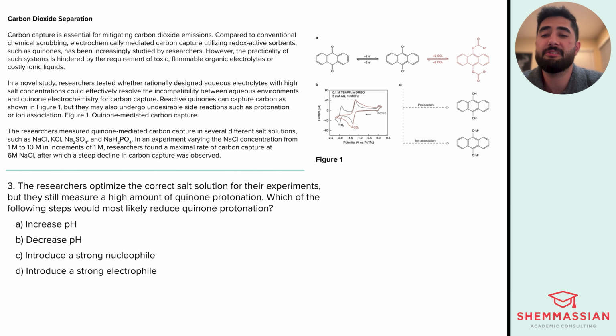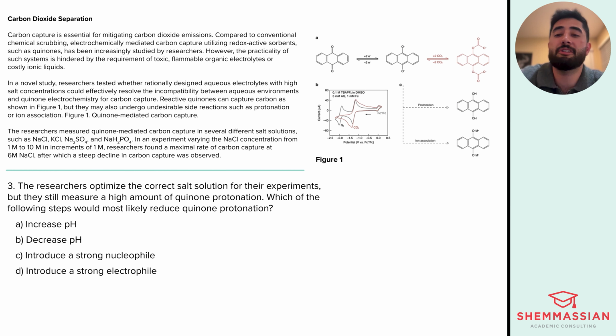So if that's the case, we want to think to ourselves, if we're trying to reduce protonation, would it have more to do with changing the pH or introducing some type of nucleophile or electrophile? Well, if we're trying to change the amount of protonation, it would probably have to do with pH, because pH just has to do with the amount of free hydrogen ions that are floating around. If there's a lot of hydrogen ions floating around, your pH is going to be really low. And so that would affect the amount of protonation.